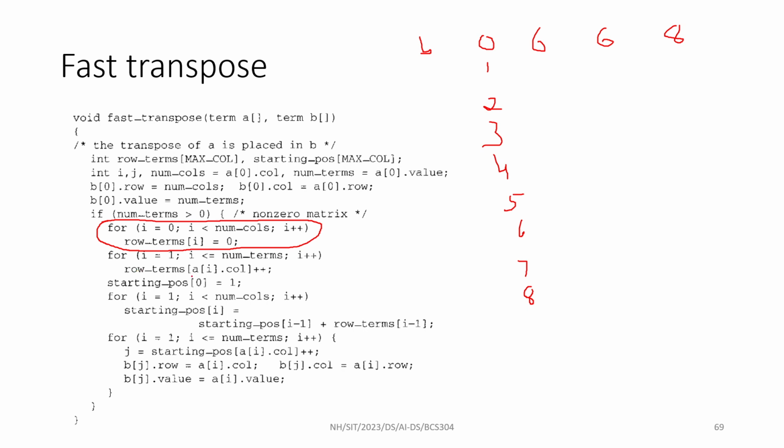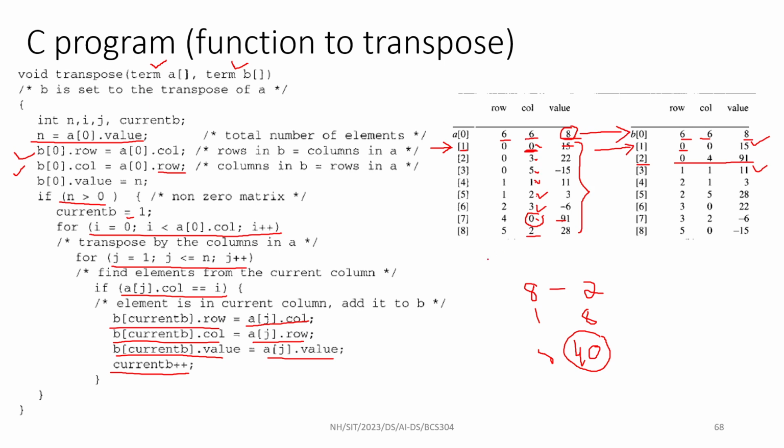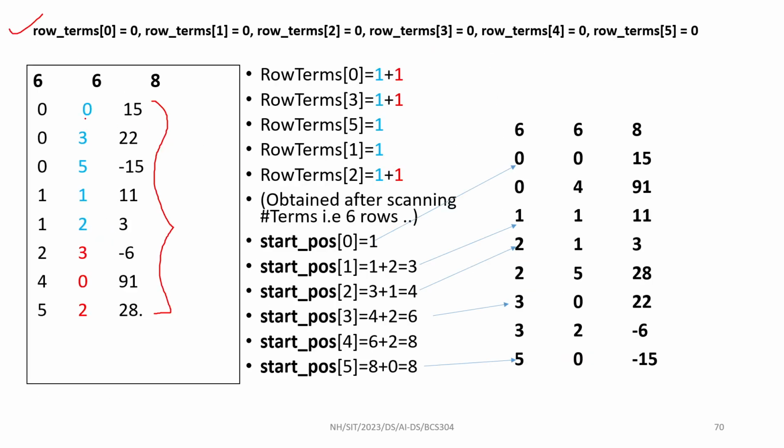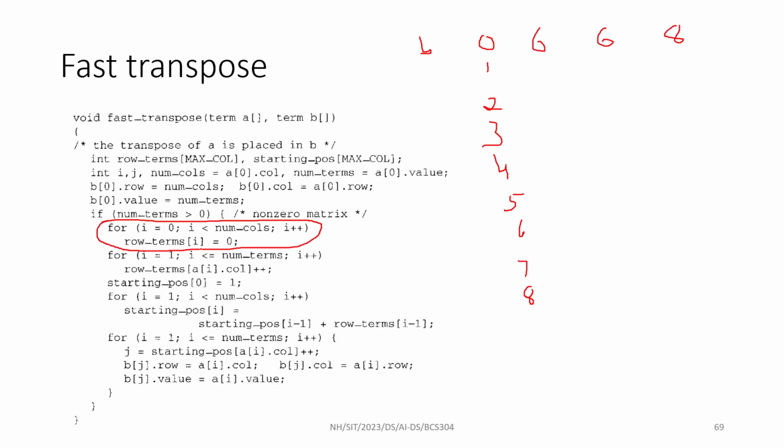How to increase an entry? So A of i value is 1. A of 1 dot column. Any such columns in that? Yes, 0. Increment row term of 0. This expression is a little complicated, but that is the purpose of incrementing the row terms. So this you have to repeat 8 times again. 6 times for this one and 8 times for this one.